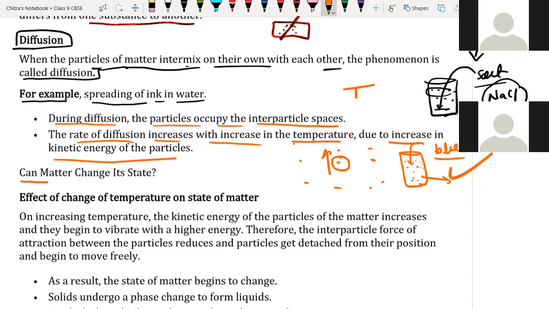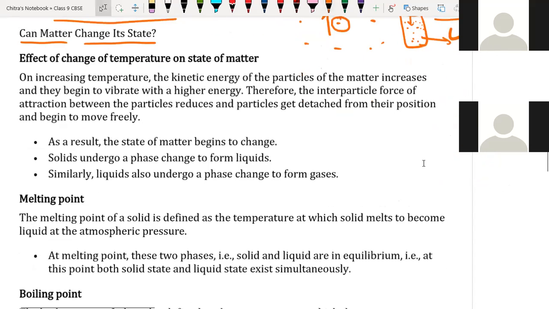Can matter change its state? Yes. If we apply heat, due to rise in temperature, solid may convert into liquid and liquid may convert into gas. So yes, if you apply heat, then matter will change its state. Now we are going to understand the effect of temperature on the state of matter. Very important and easy also.